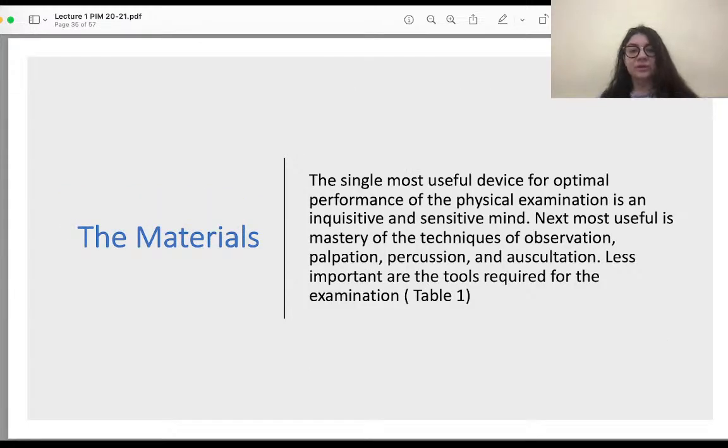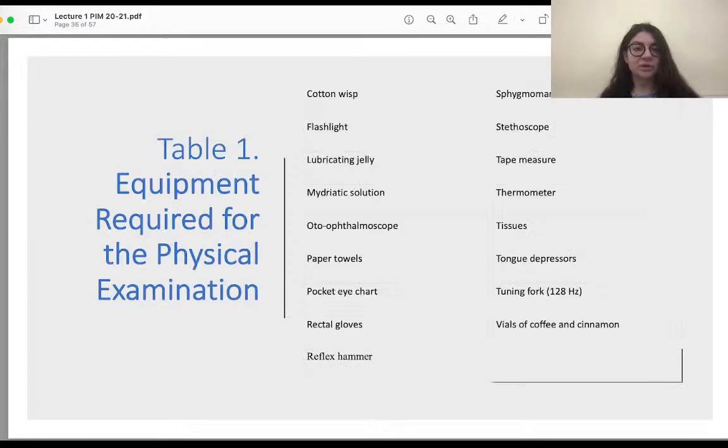The single most useful device for optimal performance of the physical exam is an inquisitive and sensitive mind. Next most useful is mastery of the techniques of observation, palpation, percussion, and auscultation. Less important are the tools required for examination. Here you see them in this table. Usually we need a cotton wisp, flashlight, lubricant jelly, mydriatic solution, ophthalmoscope, paper towels, pocket eye chart, rectal gloves, reflex hammer, vials of coffee or cinnamon, a tuning fork, tongue depressor, tissues, thermometer, tape measure, stethoscope, and sphygmomanometer.